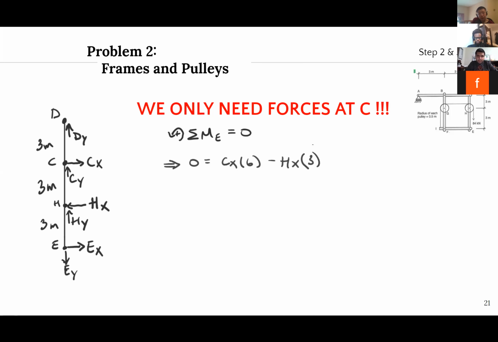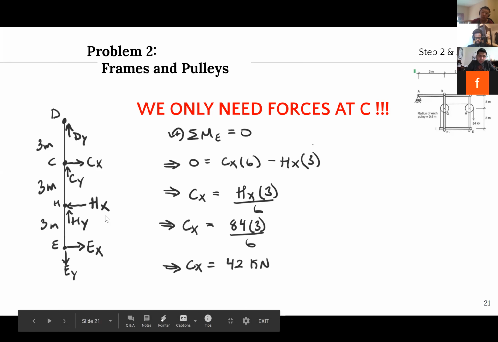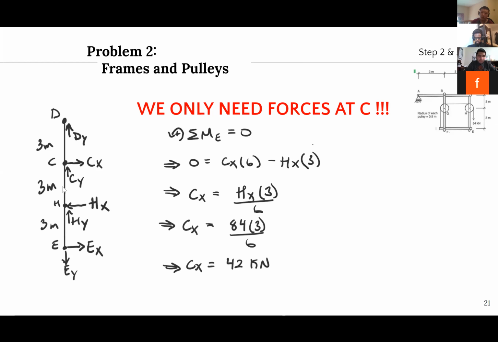From that, we write our equation. As I always like to do, solve the algebra first, isolate for what we need, then substitute our values in and get our value for CX. So we found CX. We want CY, but it's actually very difficult to find CY, because if we take a moment at any point along, so a moment at D, moment at H, or moment at E, CY has no arm to that point. The line of action of the force coincides with the point we're taking the moment about. So it won't be useful to find it using this member.